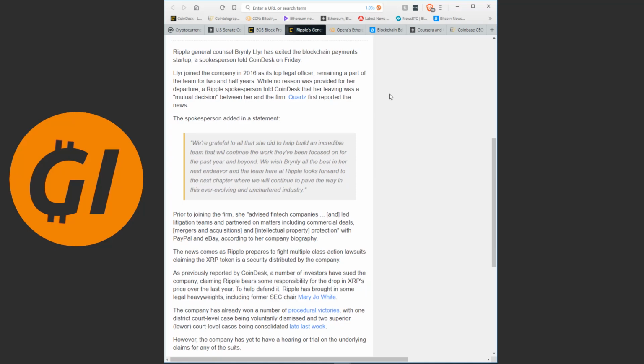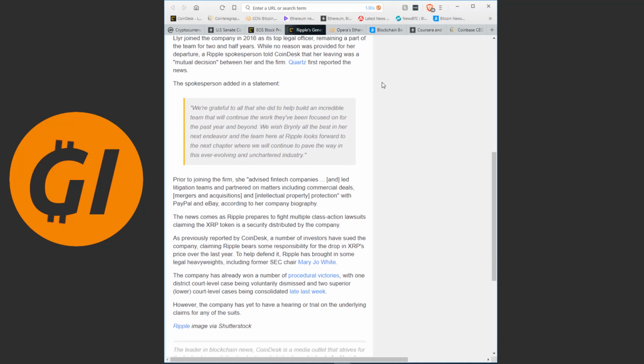They joined the company in 2016 as its top legal officer, remaining a part of the team for 2.5 years. While no reason was provided for her departure, a Ripple spokesperson told CoinDesk that her leaving was a mutual decision between her and the firm. Quartz first reported the news.